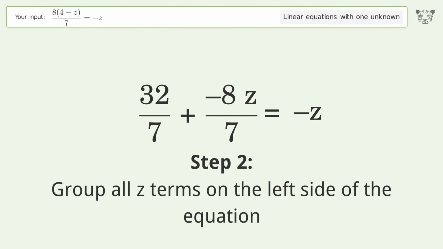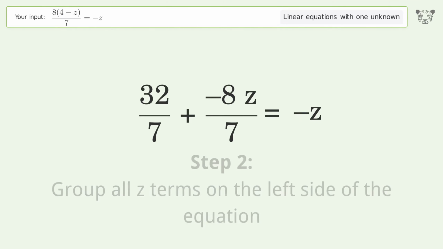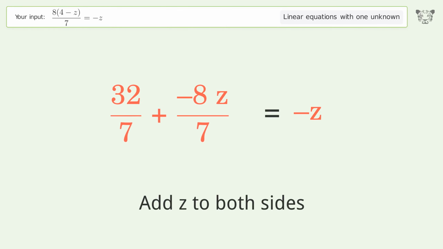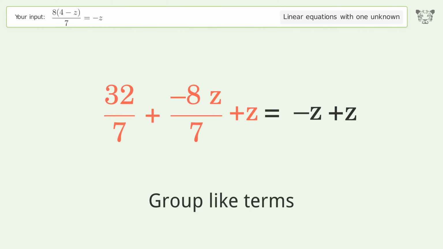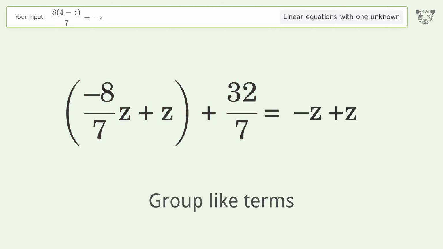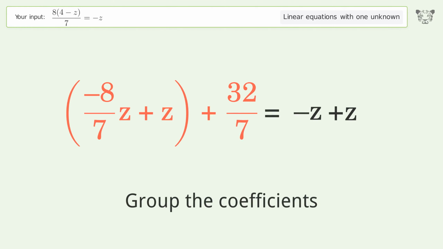Group all z terms on the left side of the equation. Add z to both sides. Group like terms. Group the coefficients.